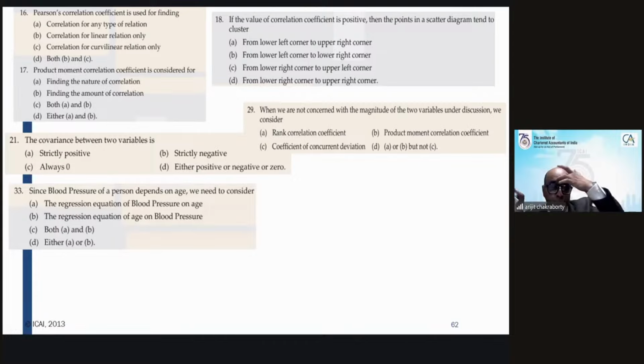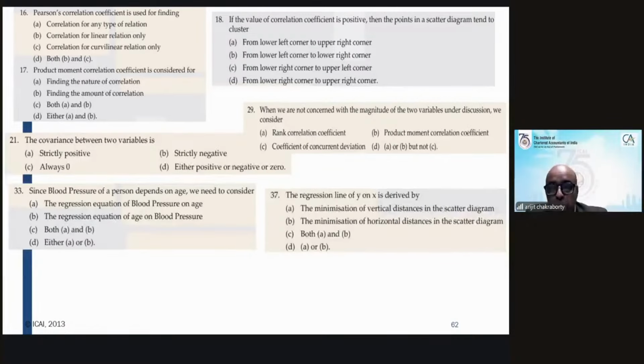33, question number 33. Since blood pressure of a person depends on age, we need to consider what? Depends on age. Yani blood pressure and age will move in the same direction. So in this case, blood pressure of a person depends on age. So if you see here, the regression equation of blood pressure on age, yani age is now the independent variable, blood pressure is the dependent variable. Yani here age is X and blood pressure is Y. So question number 33, the correct option will be option number A.